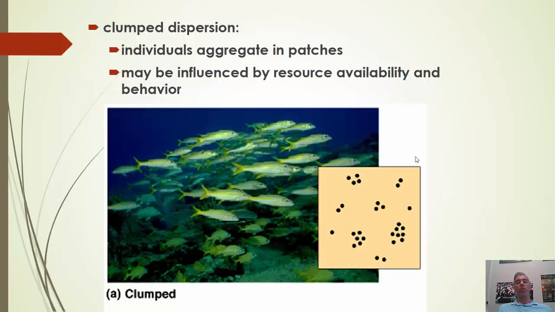So really this is influenced by resource availability, but it's also influenced by social interactions. Things like schools of fish, as you can see here, or individuals that travel in packs, those would be clumped dispersion. And the purpose of that, the evolutionary benefit, is there's strength in numbers.